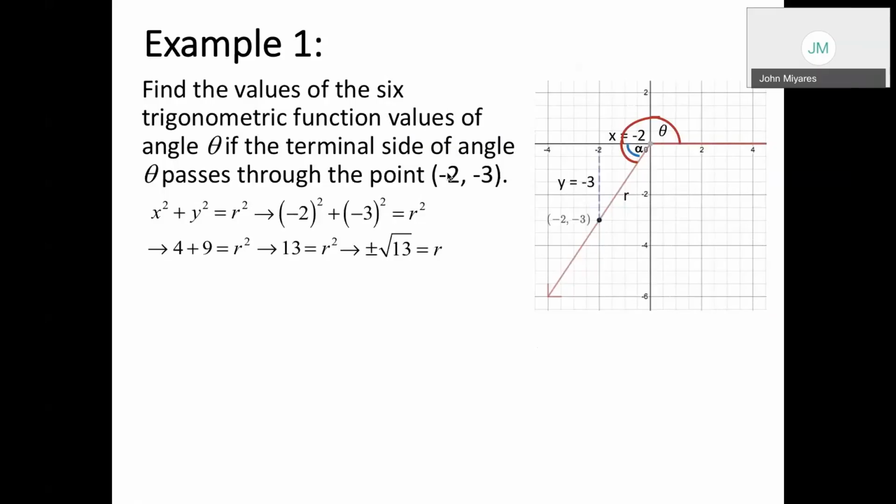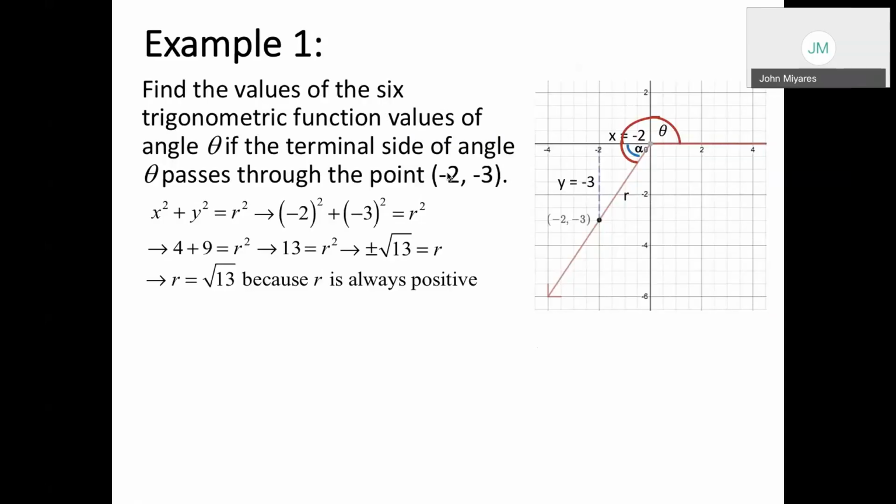Now, r, we said, was always going to be positive no matter where we were on the graph, because that value r is going to represent the radius of a circle that is revolving around starting at the positive x-axis and going all the way around to the terminal side of the angle.